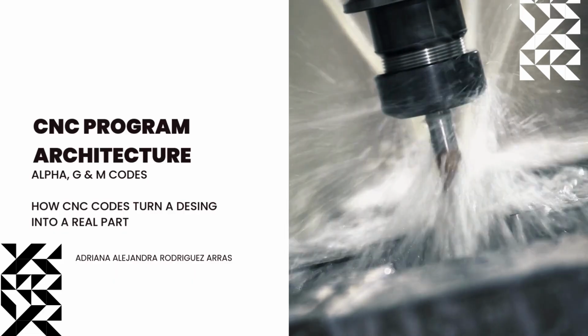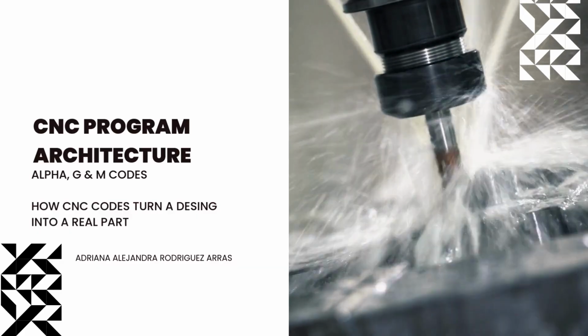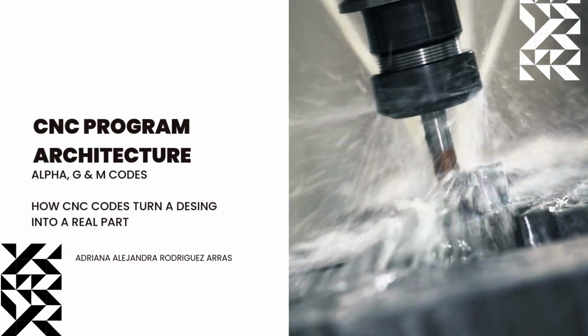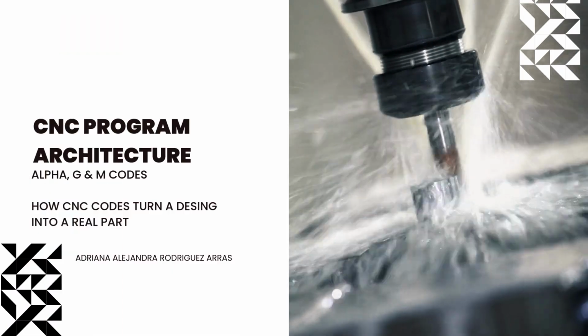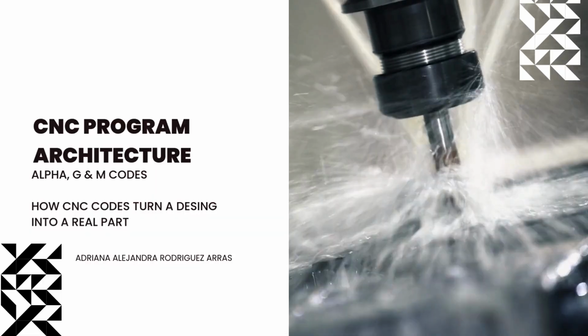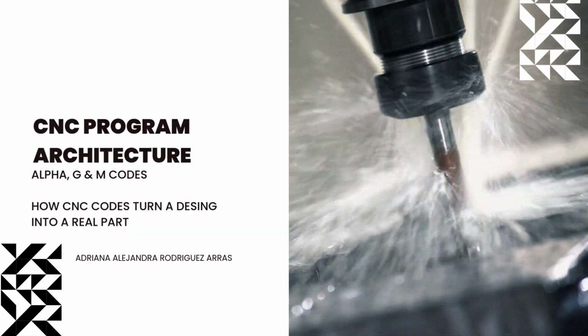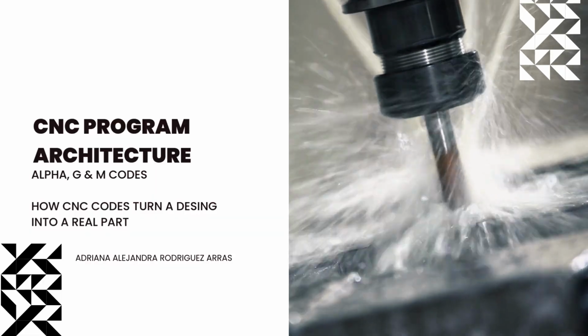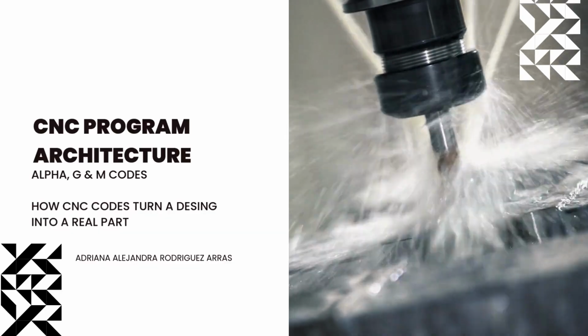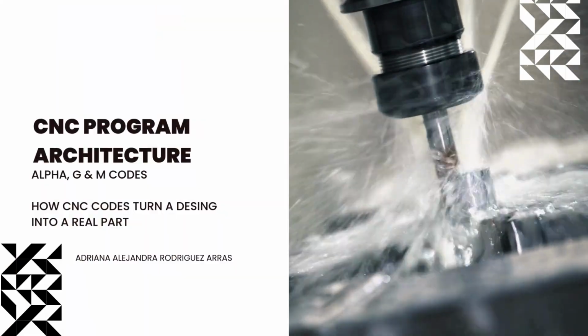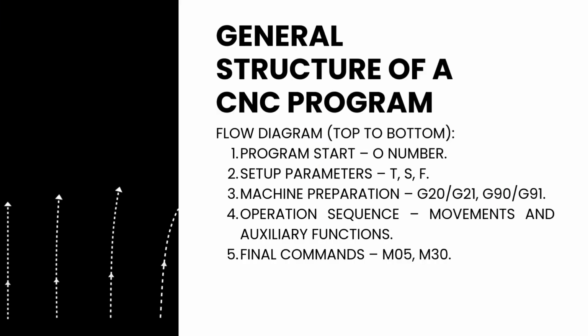Then, look at each type of code in depth, and finally, we will go through three complete examples: a basic milling operation, a drilling cycle, and a circular interpolation cut. Along the way, I will give you practical tips and observations that you can apply directly to real machining situations. Let's begin with the general structure of a CNC program.